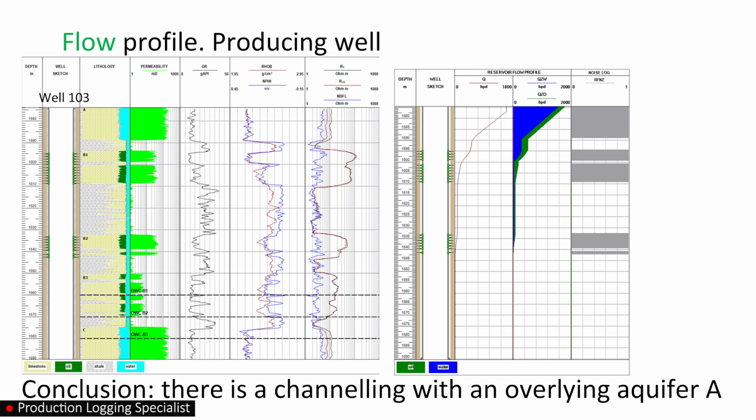It is possible to isolate this layer B1 at the injector wells, so that water is no longer injected into a highly conductive layer, as the water flows through it to the producer wells.